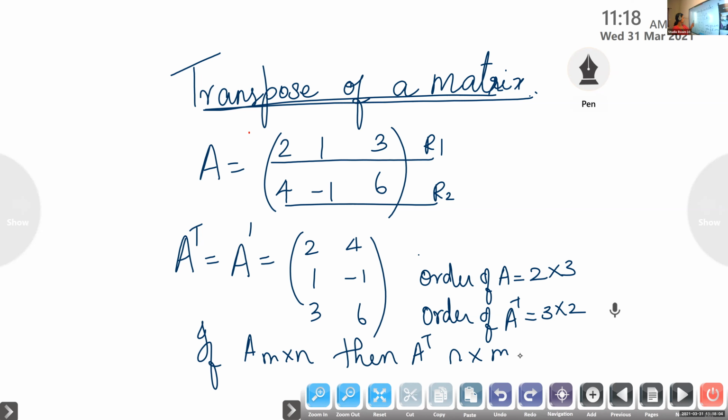And we denote it like this, A raised to T or A dash. Both are equivalent. Both the notations you should get familiar with. Sometimes they use the notation A T or A dash. A dash means A transpose. So in general, if A is an M by N matrix, then A transpose will be an N by M matrix.